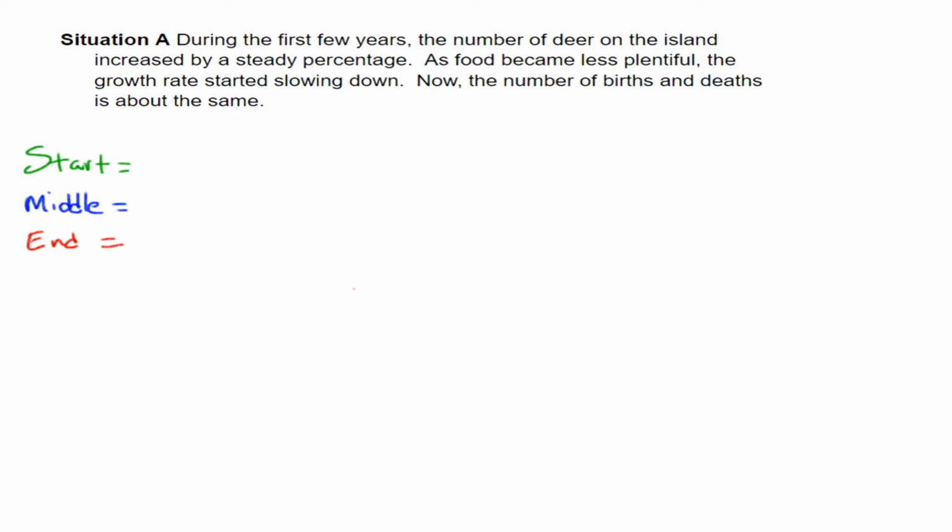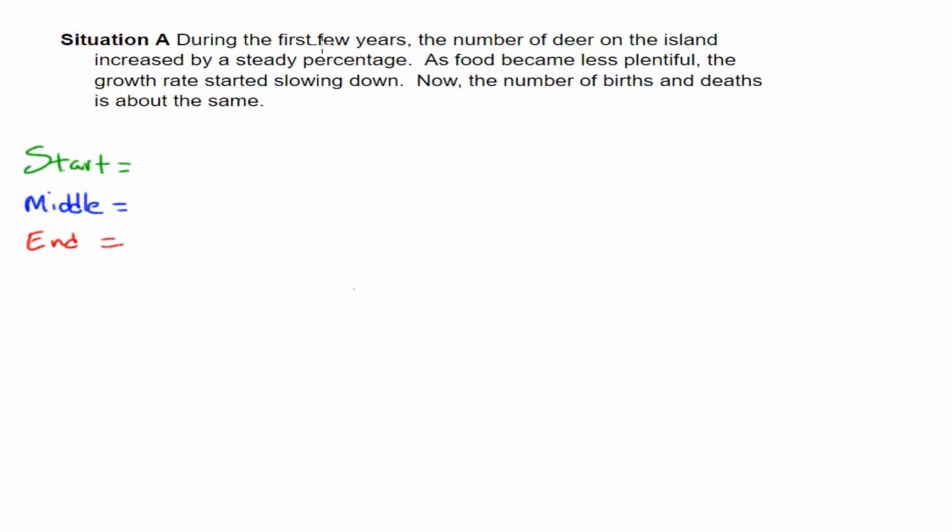In this video, we're actually going to be looking at some word problems and how they relate to graphs. We're also going to address what the domain and range is based off of a story. So here in situation A, we have a story about some deer growing as a population. Every story has a start, a middle, and an end. So we're going to try and find those pieces to this story.